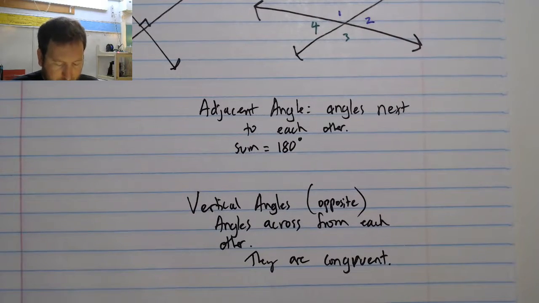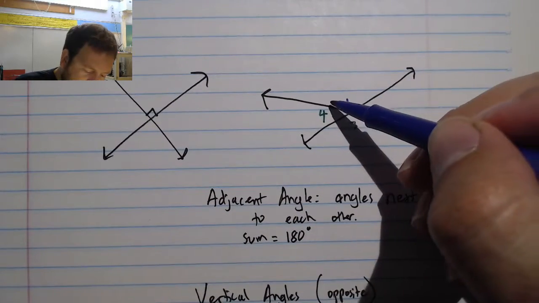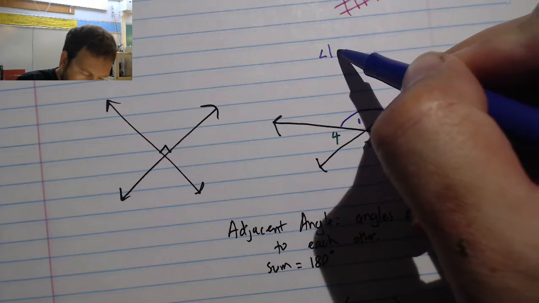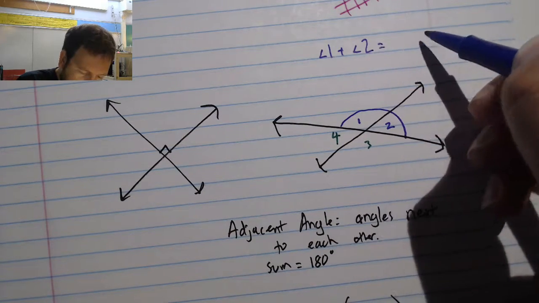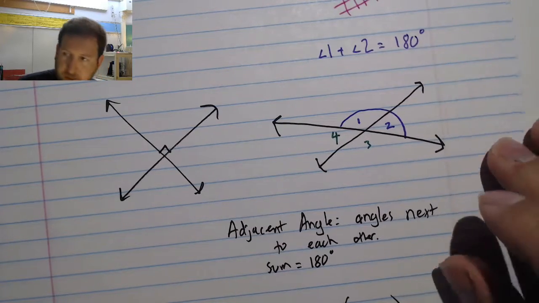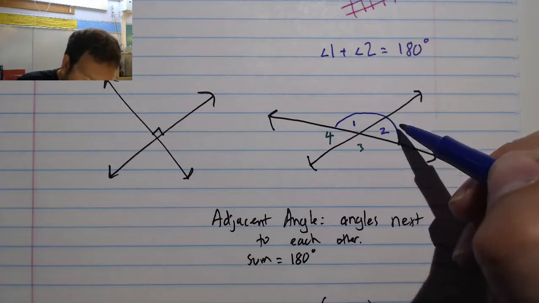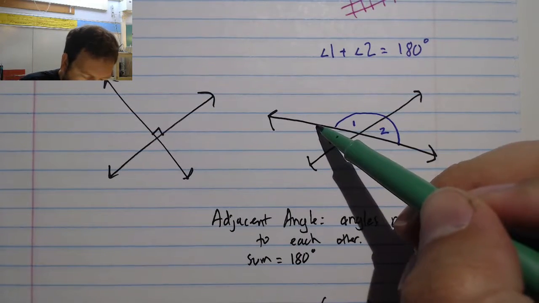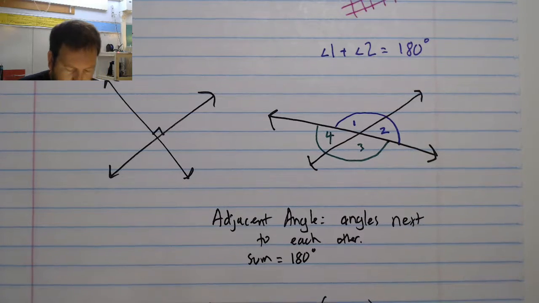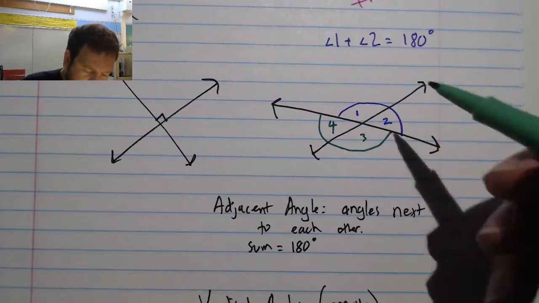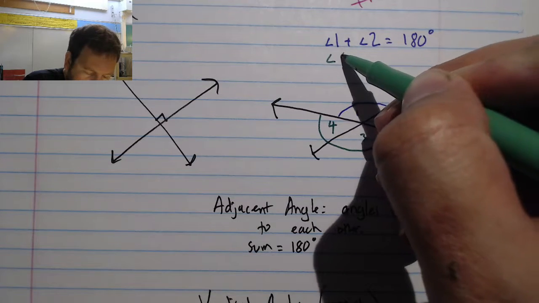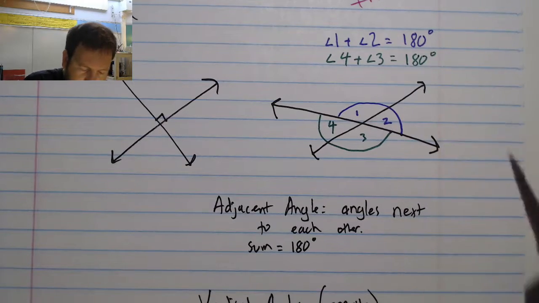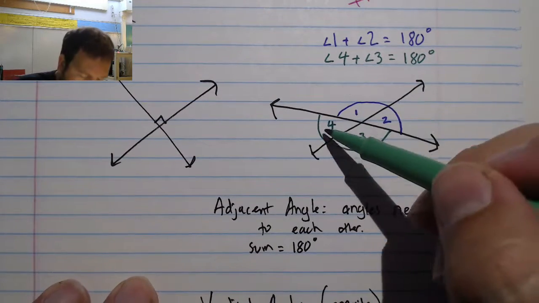Okay, so let's look at what that means up here. If I have my angles here, 1 and 2, I could write angle 1 plus angle 2 equals 180 degrees. And that I know to be true because they are adjacent angles. I can also see that my angles 3 and 4 are also adjacent. They are next to each other. So I can write angle 4 plus angle 3 equals 180 degrees, and I know that to be true because they are next to each other.